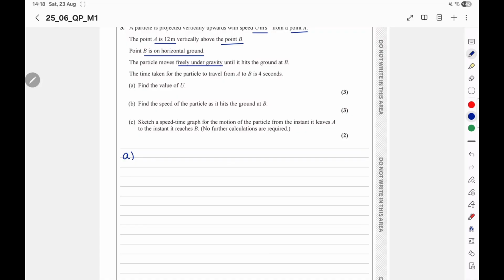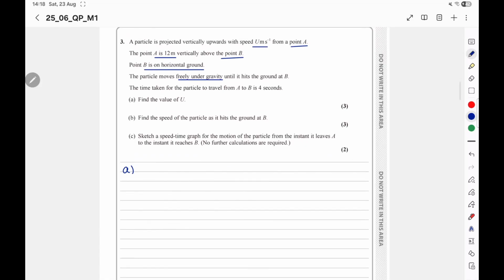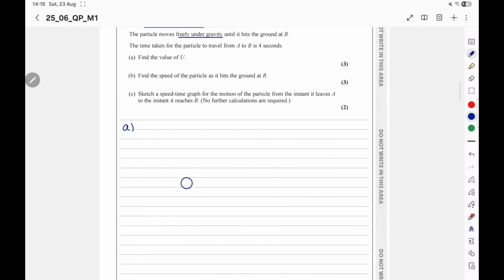Part A. The particle is projected from point A. This is point A, which is 12 meters above the ground, or above point B. Point B is on the ground. The particle is projected vertically upward, like that, with a speed u.